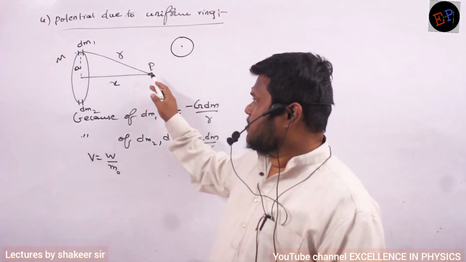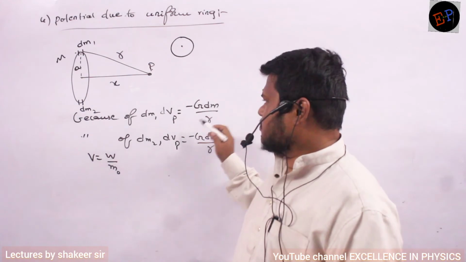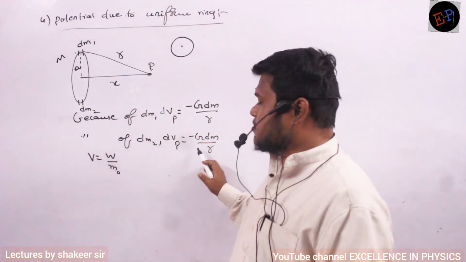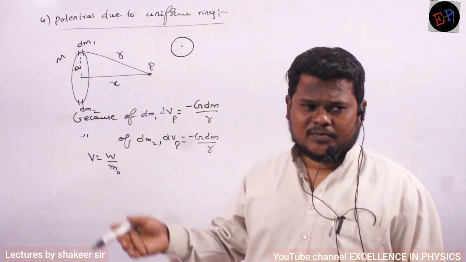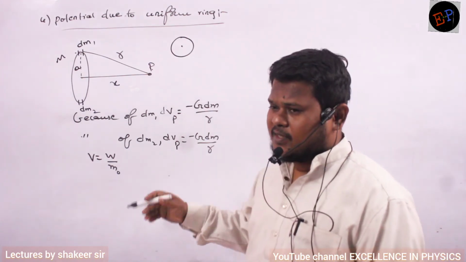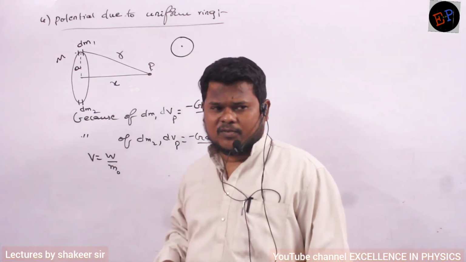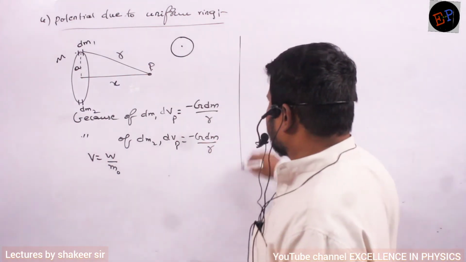Okay? Potential at point P because dm1 is this much. Potential at point P because dm2 is this much. All of them, they get added up, that's all. Because potential is a scalar quantity, it is not a vector quantity. Are you able to understand? So make a note of this point.